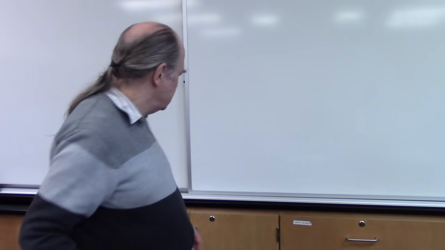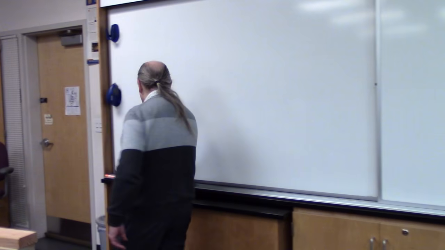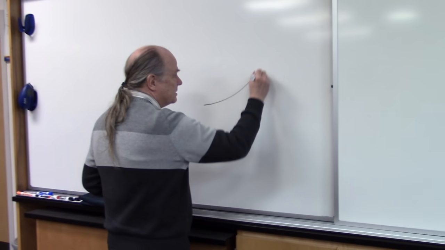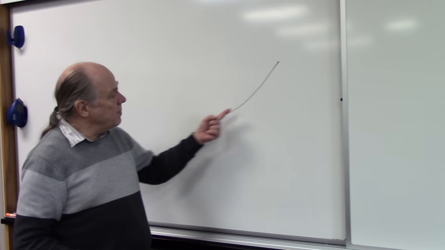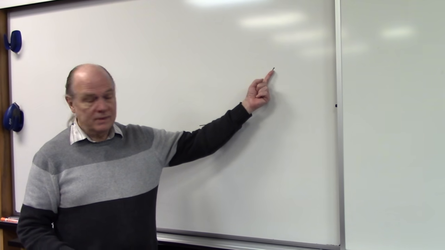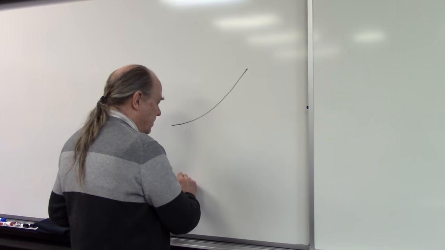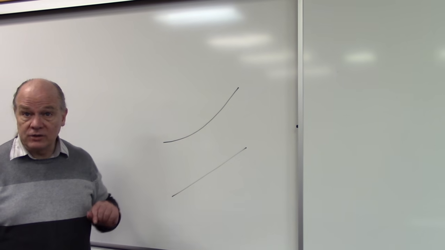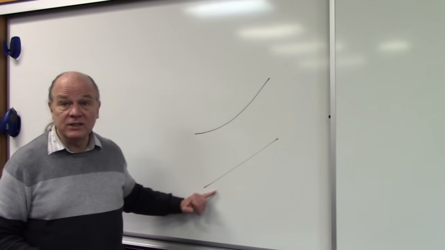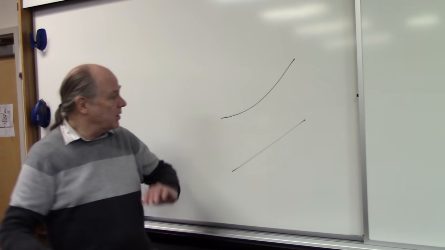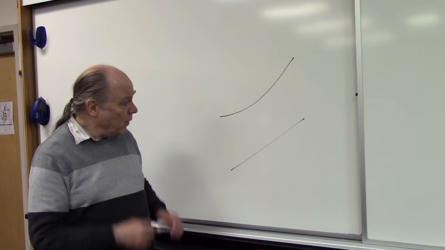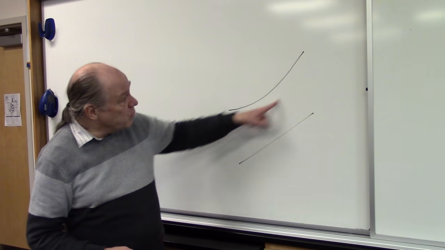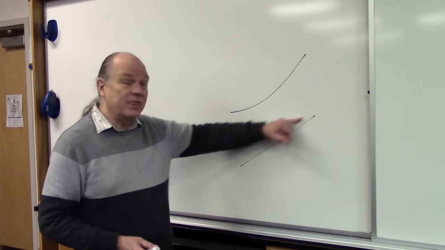In other words, if I have a curve like this, the slope is increasing. If I have this, the value is increasing, but the slope is constant. So when you use the term increasing slope, this is what I will interpret it as, not this.